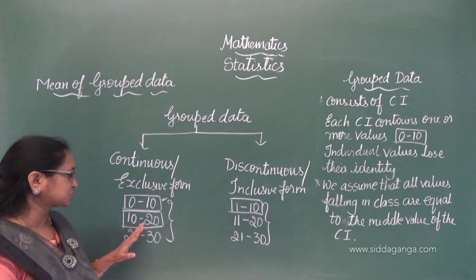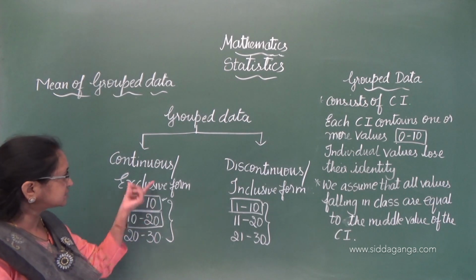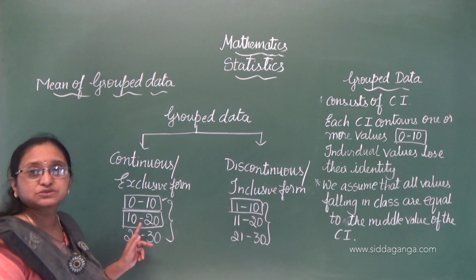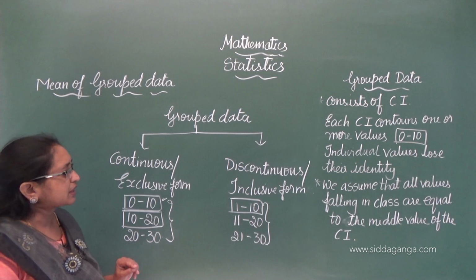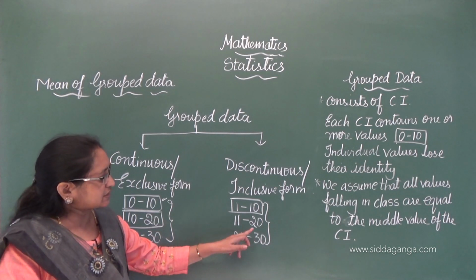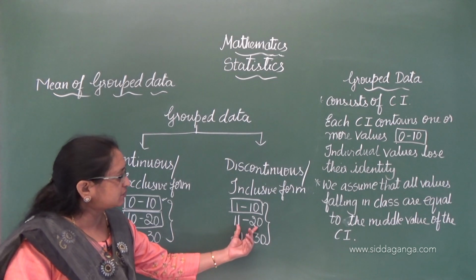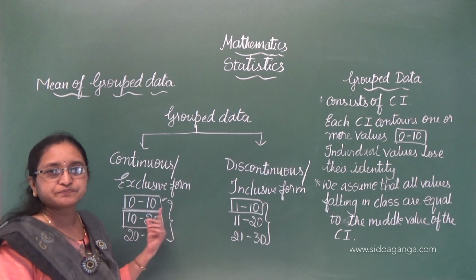So that is the main difference between these two. Suppose the student has scored 20, then in the continuous form, he will come under this group, not in this group. So you have to keep that in mind. In this case, it is not like that. If the student has scored 20 marks, then he will come under this group. This is the main difference between these two.